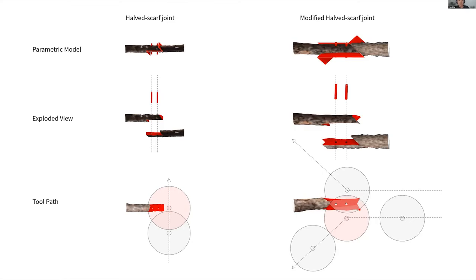So the size of the joint will vary greatly with the diameter of the elements. When the diameter is larger, if the length of this area is larger than the cutting capacity of the saw blade, we will redesign the joints to allow the saw blade to complete the cutting in multiple steps.